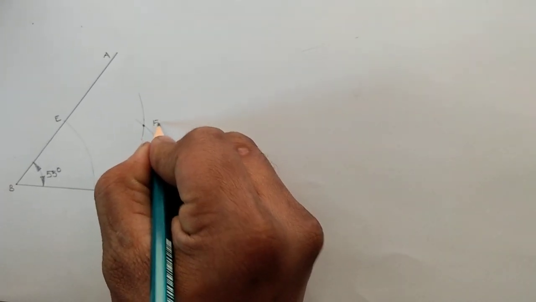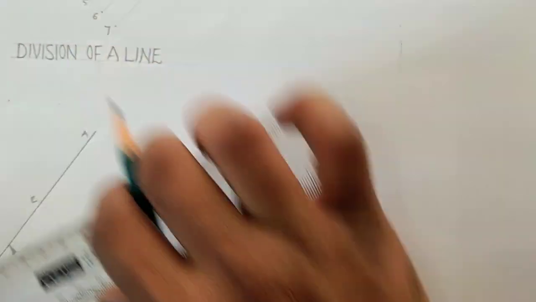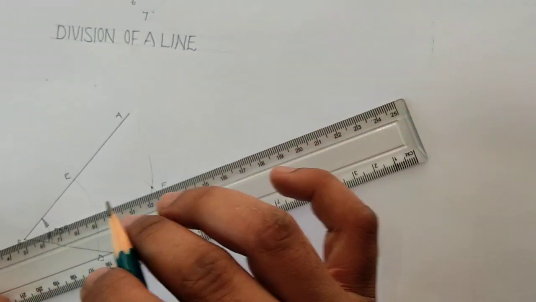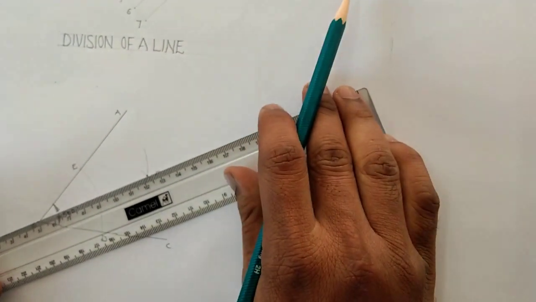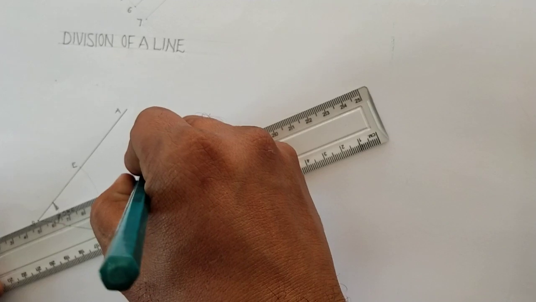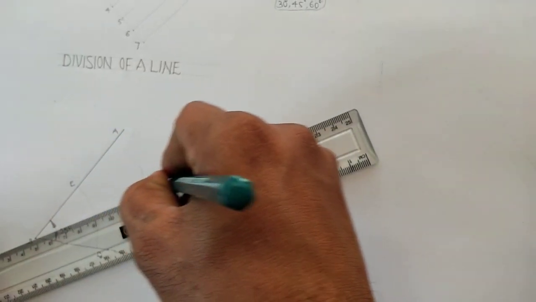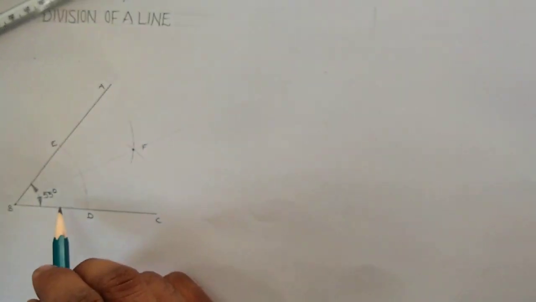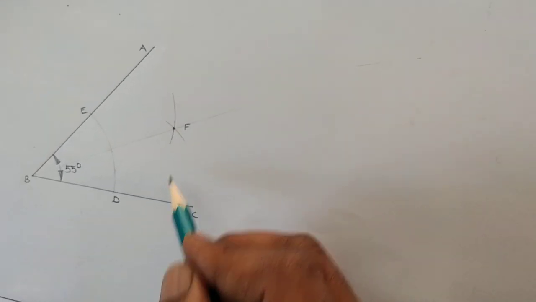Here we can give some F. So now join point E F with B, so that automatically the line, and that line with B with 2H pencil only, because this is not our main line. We are just dividing the line into two equal parts. So here this 55 degrees is automatically divided into two equal parts.